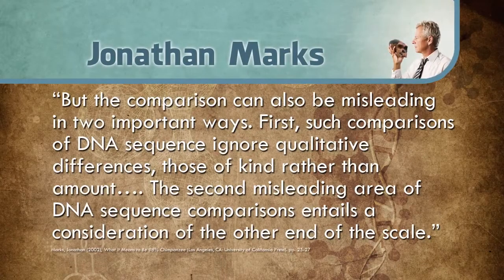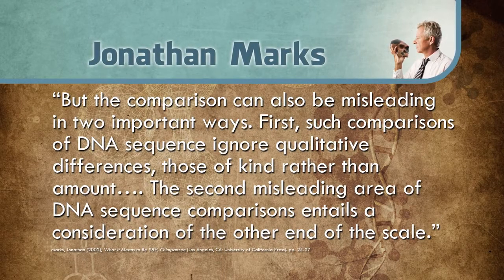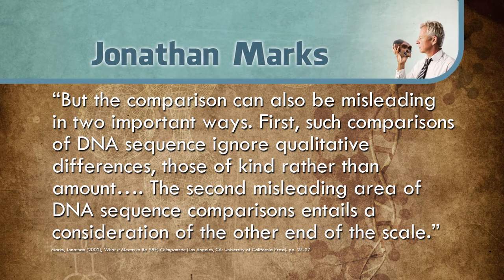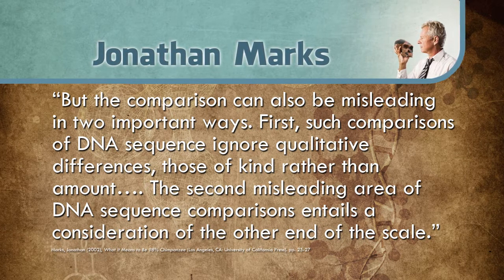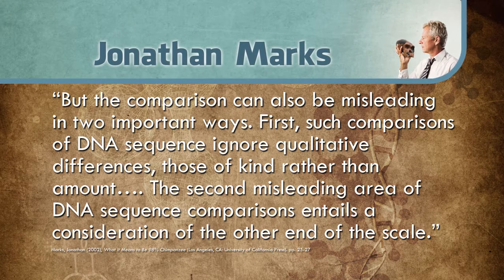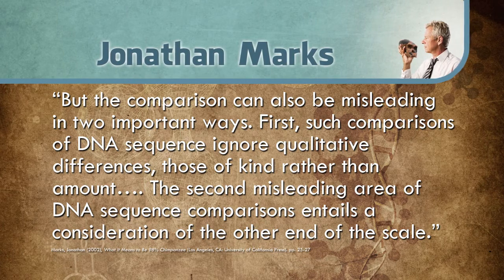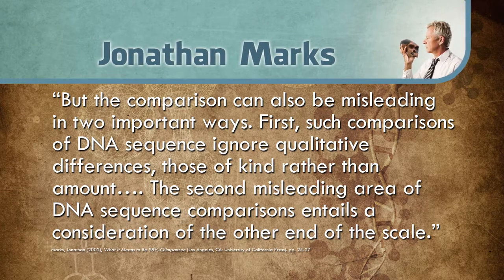In his book, What It Means to Be 98% Chimpanzee, he discusses the misleading tendency to compare long chains of genetic subunits in DNA. He says, "But the comparison can also be misleading in two important ways. First, such comparisons of DNA sequence ignore qualitative differences, those of kind rather than amount. The second misleading area of DNA sequence comparisons entails a consideration of the other end of the scale."